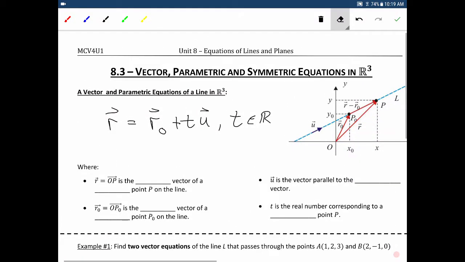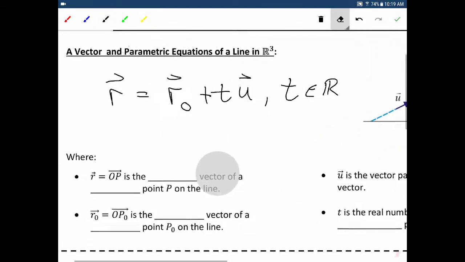Hey guys, today we're going to look at vector and parametric equations, this time in R3. We're also going to introduce something called the symmetric equation. Okay, so to begin with, let's look at the vector equation.